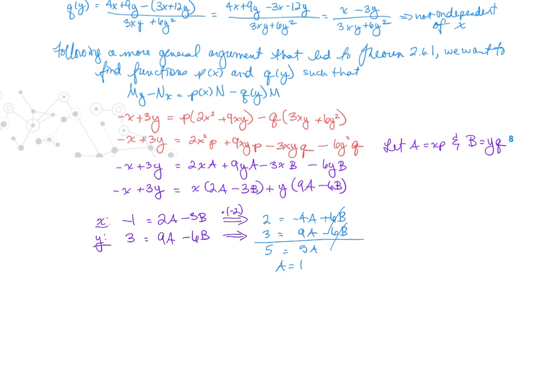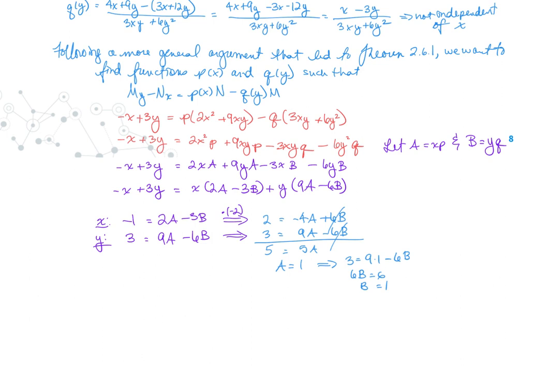Now that I know that a equals 1, I can plug this into any of the other equations to solve for b. So I could say 3 equals 9 times 1 minus 6b, or 6b equals 6, so b equals 1. So a equals 1 and b equals 1.